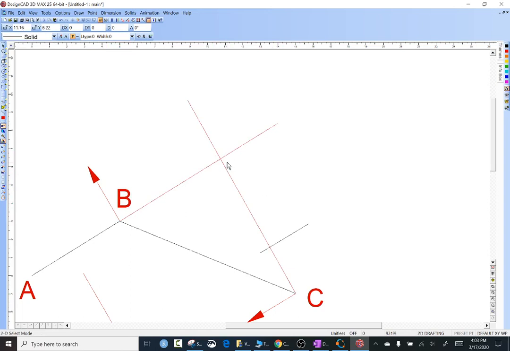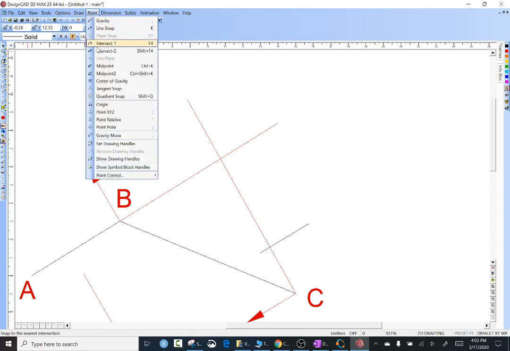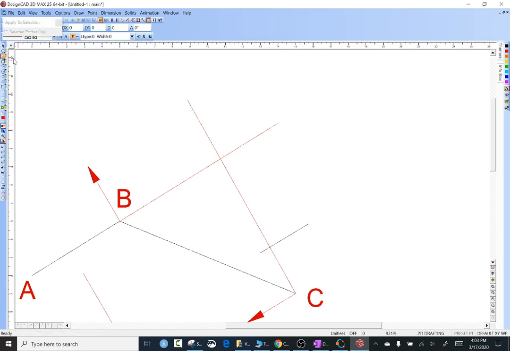There's where this point crosses the instant center. You've got a couple of choices that you can do. One is you can find the intersection of two lines, which is F4, I believe. Snap to the nearest intersection, snap to the intersection of two specified lines. Maybe just F4.